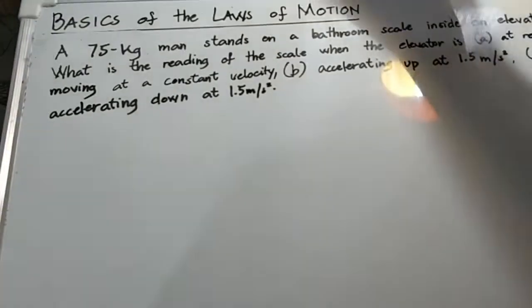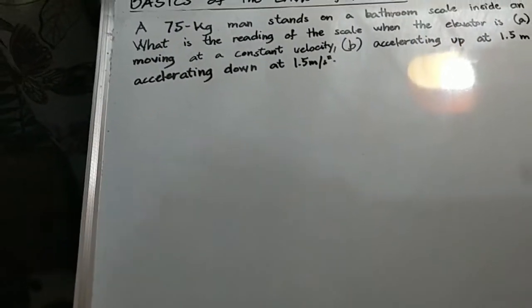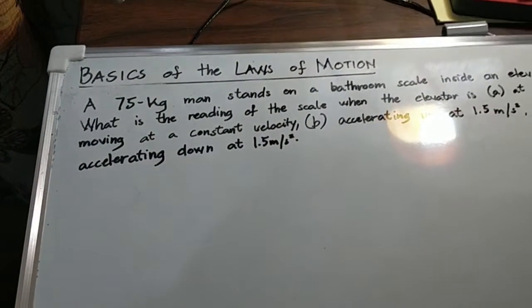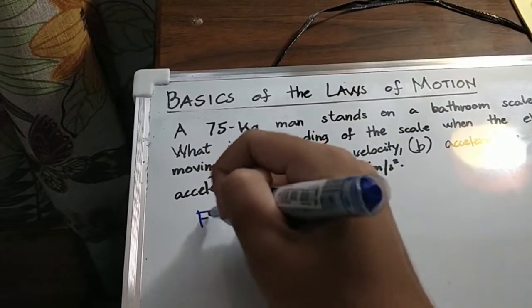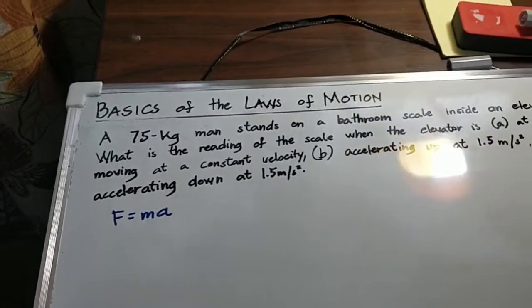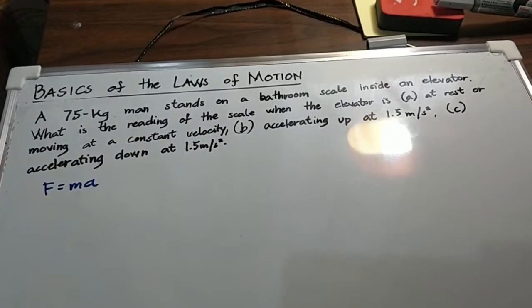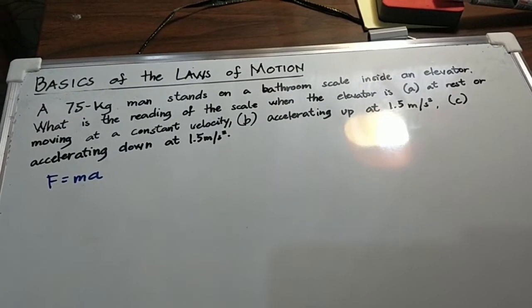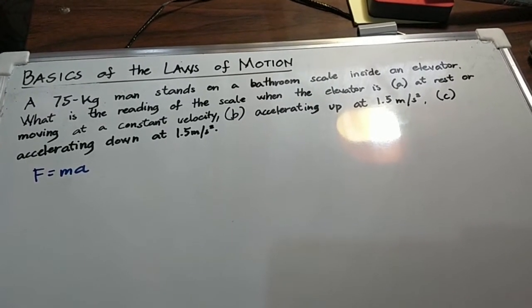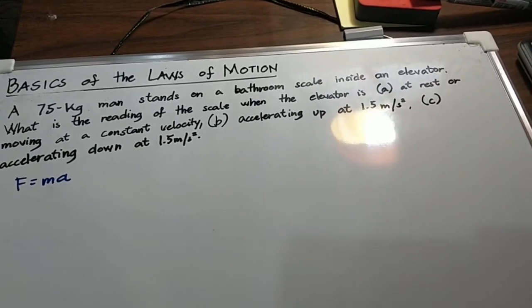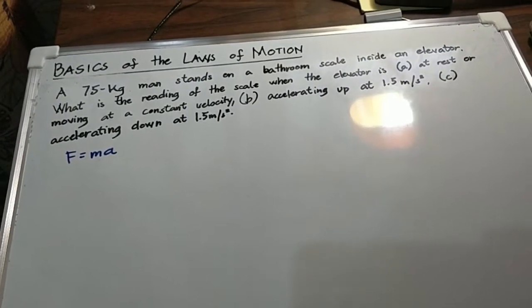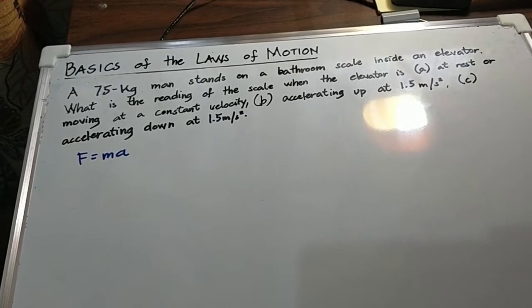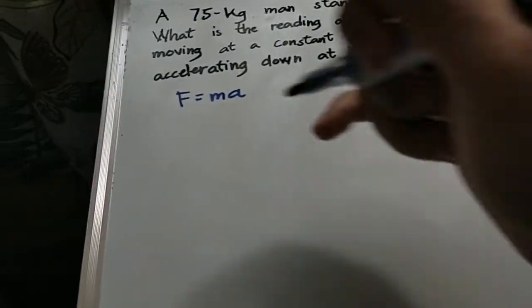Ang ating lamang idadagdag sa ating mindset is, in every action, there is an opposite and equal reaction. Pero, gagamit pa rin tayo dun ng formula na ginagamit sa law of acceleration, which is F equals mass times acceleration. Ngayon, a 75 kilogram man stands on a bathroom scale inside an elevator. What is the reading of the scale when the elevator is A, at rest or moving at a constant velocity, B, accelerating up at 1.5 meters per second squared, or C, accelerating down at 1.5 meters per second squared. So first, draw an FBD. So meron daw ditong man.